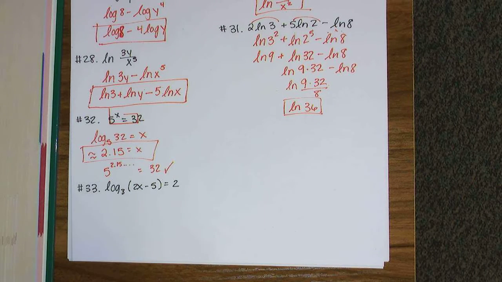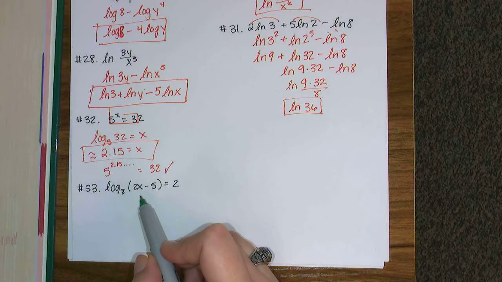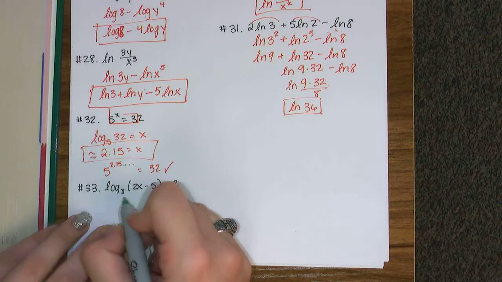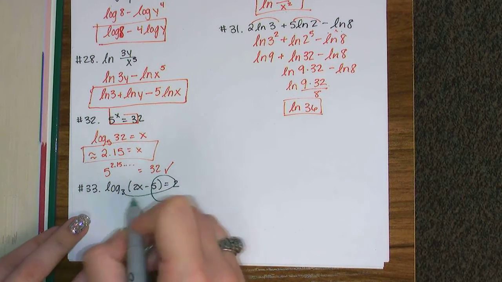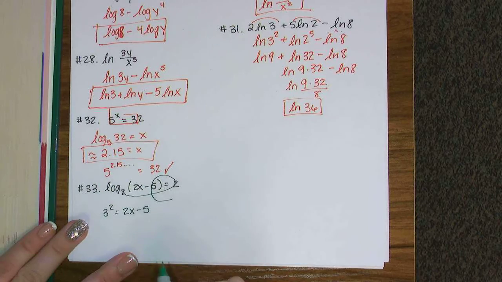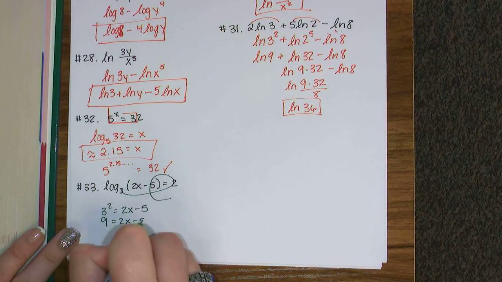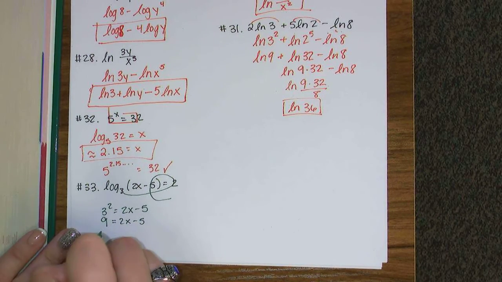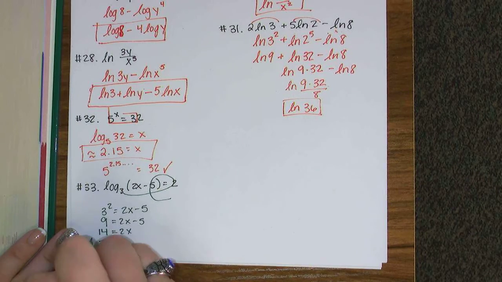Here we have a log, and to solve it, we're going to have to use the exponential. So, making an e, 3 raised to the 2 is equal to 2x minus 5. So now 3 squared is 9, which is equal to 2x minus 5. Let's see, add 5, it's 14 is equal to 2x. So x is equal to 7.